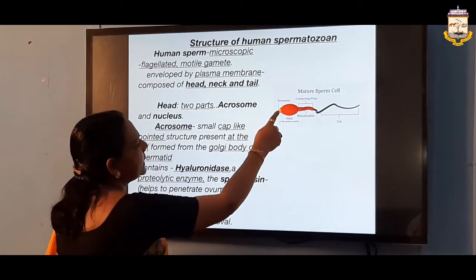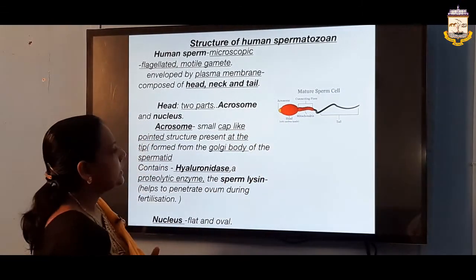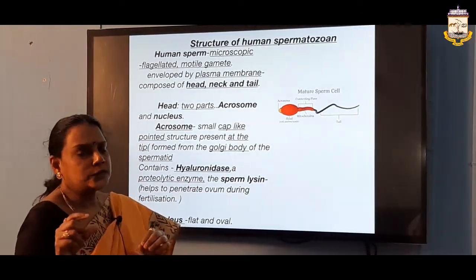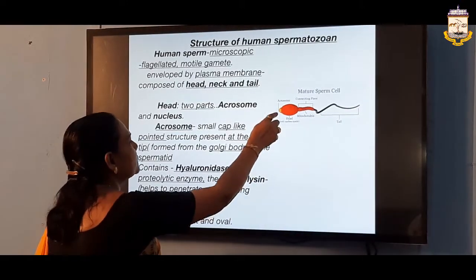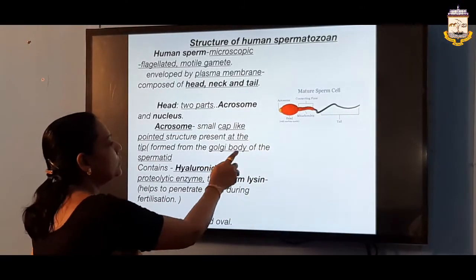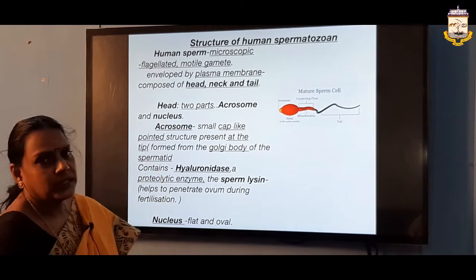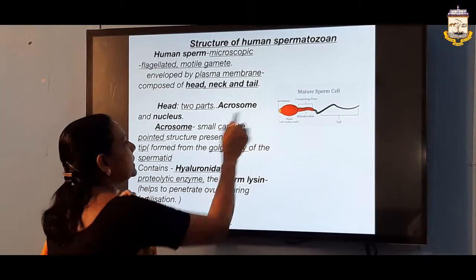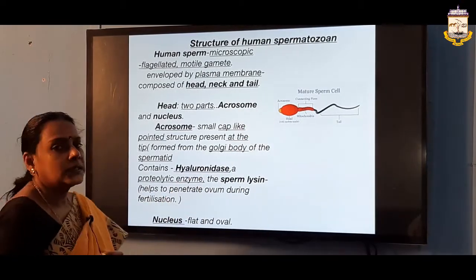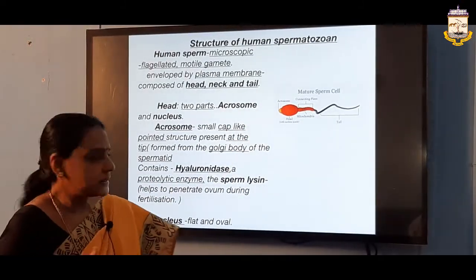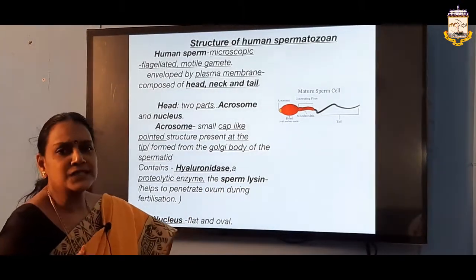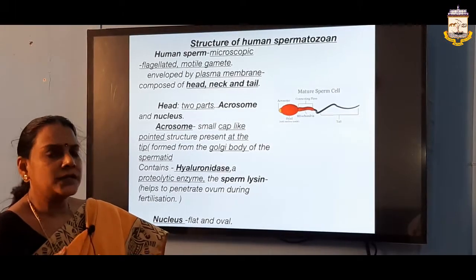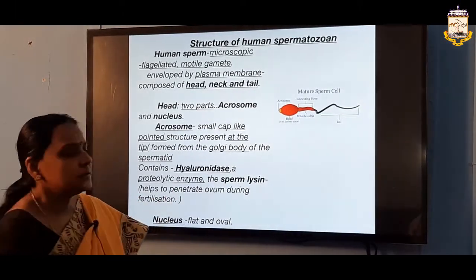And in the head you can see the acrosome and the nucleus present here. So, the acrosome, the tip of the head region of the spermatozoa, is provided with a cap-like structure which is produced from the Golgi body of the spermatid. Now, this contains an enzyme, hyaluronidase. It is a proteolytic enzyme. This enzyme is said to be a sperm lysin. Lysin means it is lysing, destructing the wall. Which wall? The fertilization membrane of the ovum. Further, during fertilization, this is useful.